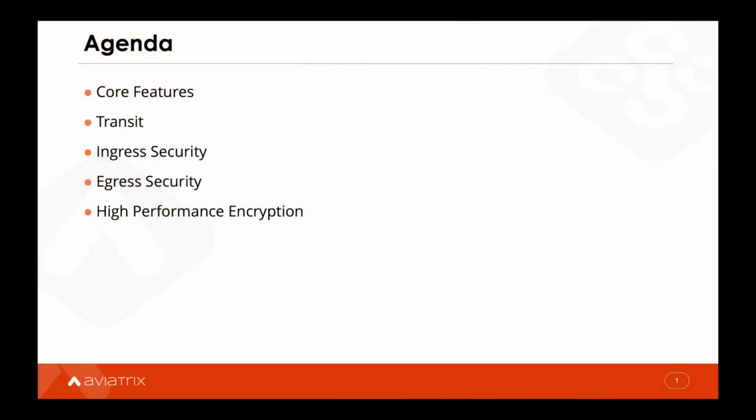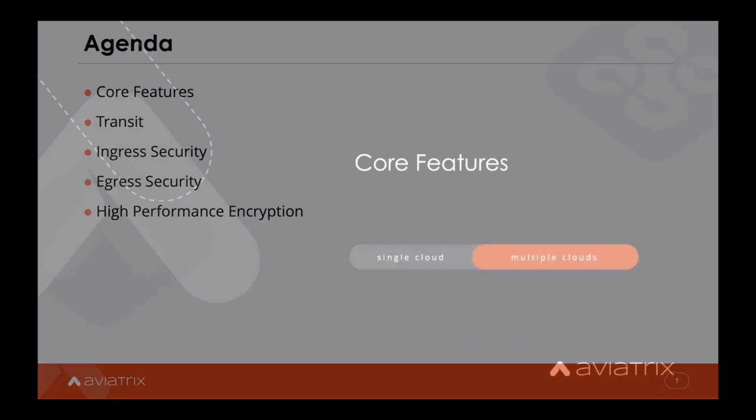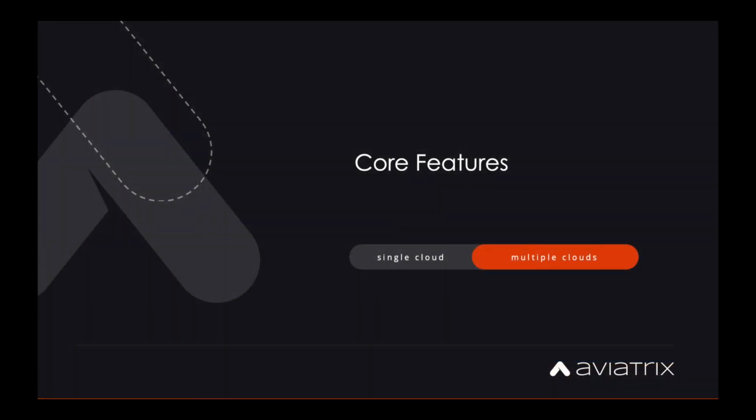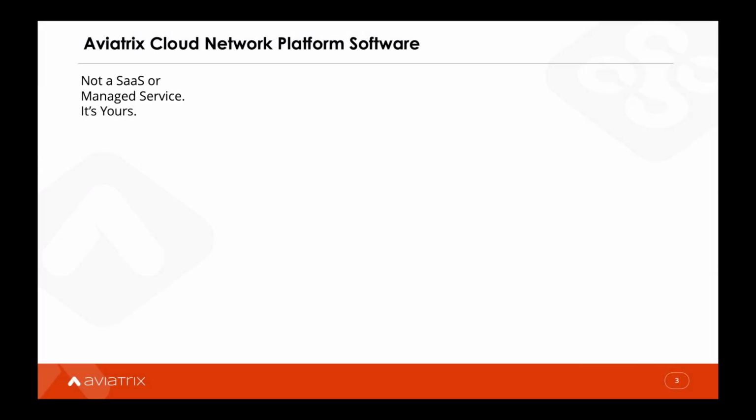Now we're going to discuss at a very high level some of the key Aviatrix platform features and how we can solve networking and security challenges in the cloud. Specifically, we're going to cover some of the core platform features: transit, ingress security, egress security, and high performance encryption. Let's start by introducing the Aviatrix Cloud Network Platform software.